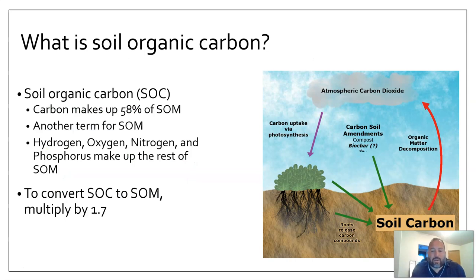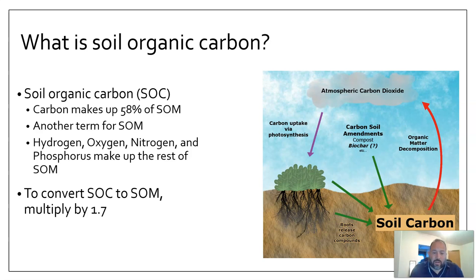So what is soil organic carbon? Because some people use those terms similarly. Well, soil organic carbon makes up the majority of soil organic matter. About 58%, so almost 60% of soil organic matter is soil organic carbon. So that's why you'll see them used interchangeably. The rest of soil organic matter is made of hydrogen, oxygen, nitrogen, and phosphorus.